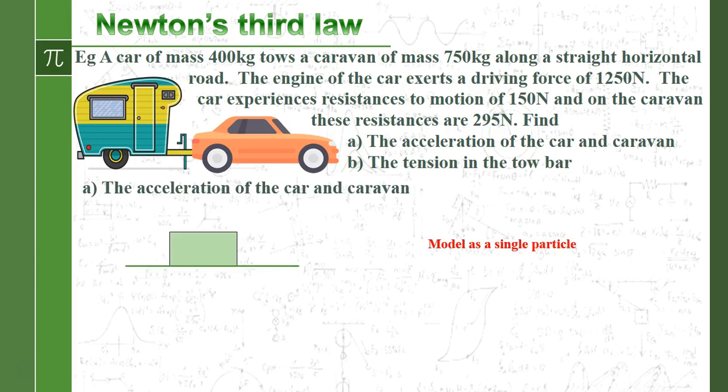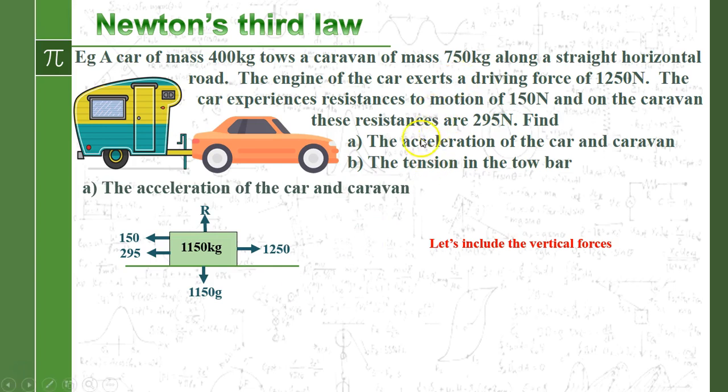So I'm looking at that thinking, okay, what is my total mass? Well, it's going to be the 400 and the 750, so that's 1150. What forces have I got going on? I've got the driving force, the engine going that way. I've got the resistance to motion, two separate forces, one on the caravan and one on the car, but because I'm treating this as one single particle, I'm going to apply them to this massive 1150 kilograms. And I'm just including the vertical forces for completeness.